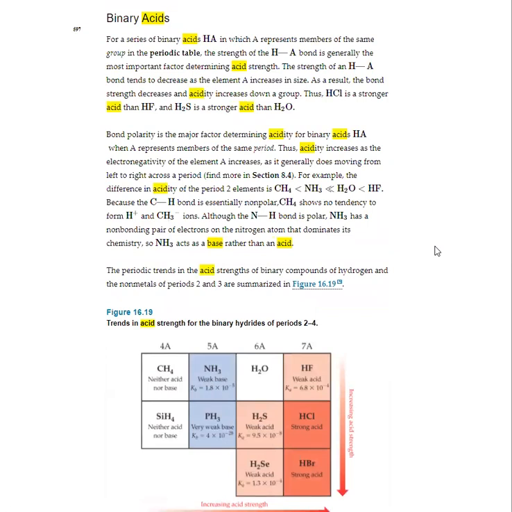Okay, binary acids. Binary acids are hydrogen and one other element. So HCl, HF, HI, HBr, all binary acids. So H and something else. They can be represented by HA. Bond polarity is a major factor determining acidity.